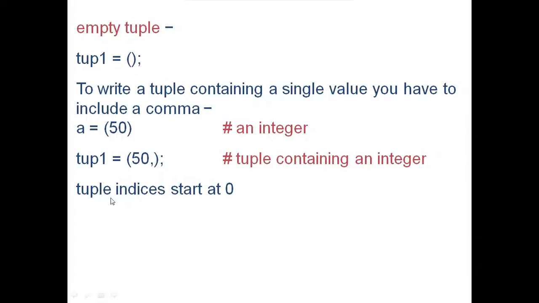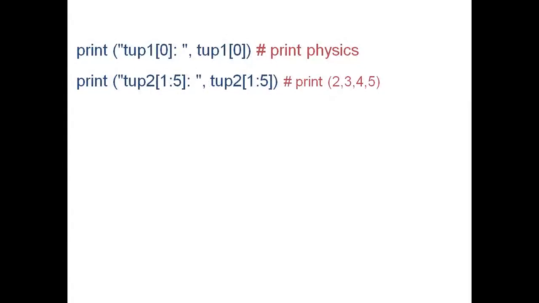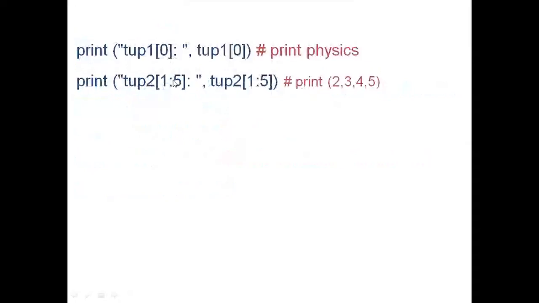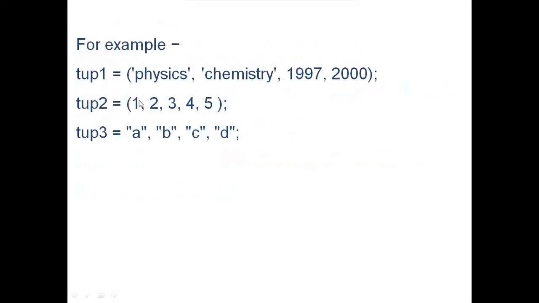And you see there are many similarities tuples have with lists. The tuple index also starts at 0, right? Whereas a dictionary is an unordered collection, this is an ordered collection. So each element in the tuple will have an index, right? And the index starts at 0 similar to a list. So now consider tuple 1. The first element in this tuple is physics, right? So when I say tuple 1 of 0, it will print physics. And when you see tuple 2, I have 1, 2, 3, 4, 5. This is at index 0. This is at index 1, and so on. This 5 element is at index 4, right?